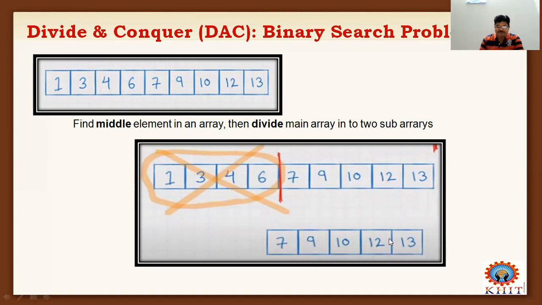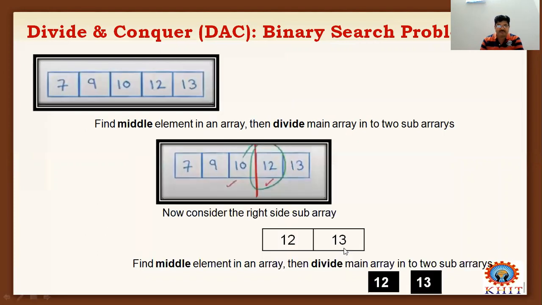Now again, this array is to be divided into two parts. Whenever we divide this array into two parts, the first L value is 7 and the H value is 13. The mid value is L plus H by 2, that is 7 plus 13 by 2. We will get the middle value. The middle value is 10. So here we can separate this into two subarrays.